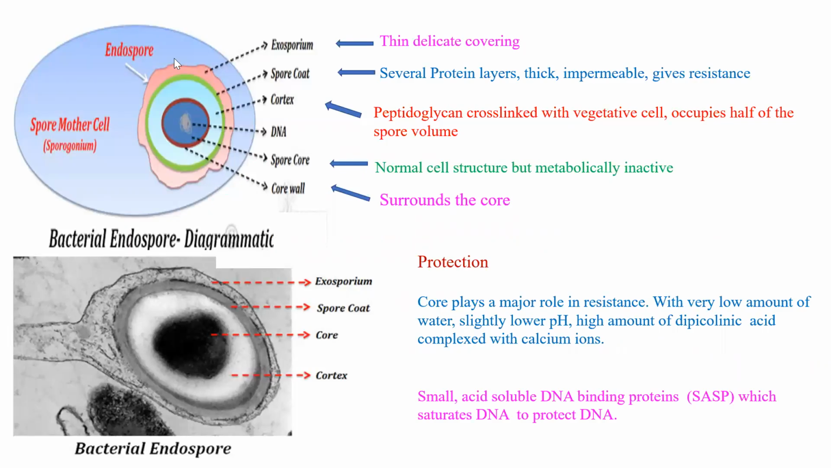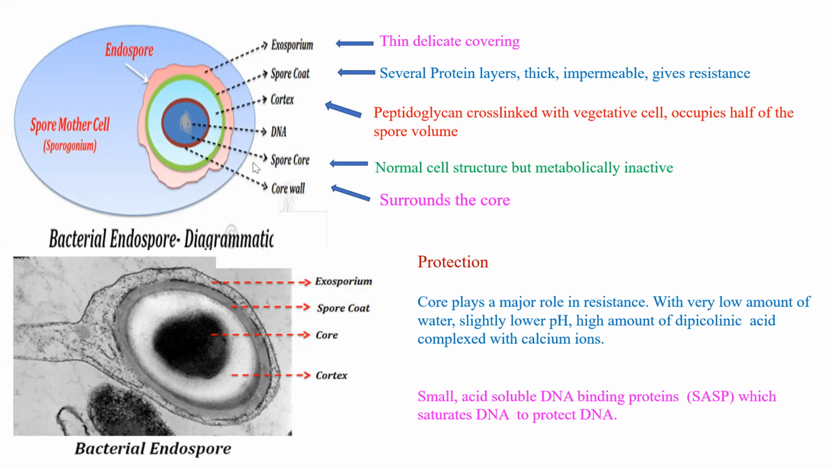So here we can see the structure of the endospore. This is the exosporium, the outermost layer. This is a thin, delicate covering, followed by the spore coat. This is of several protein layers, thick, impermeable, which gives resistance. Then comes the cortex, which is made up of peptidoglycan, cross-linked with the vegetative cell. It occupies about half of the spore volume.